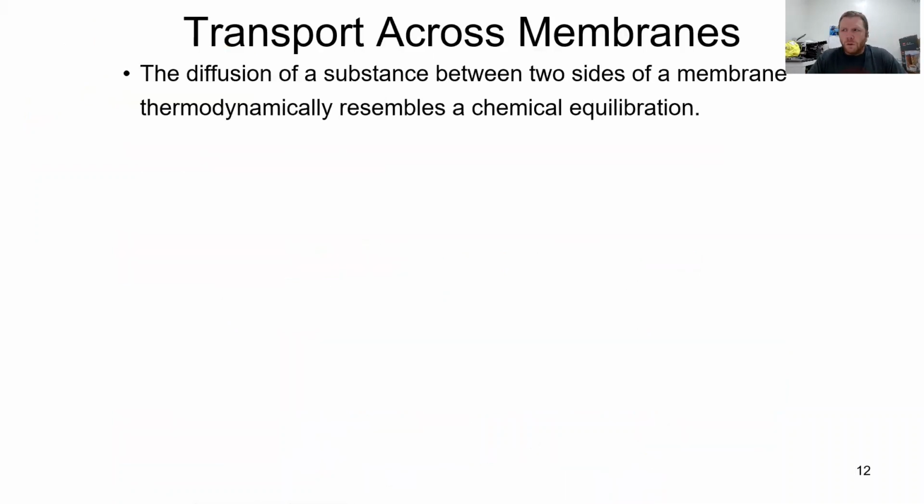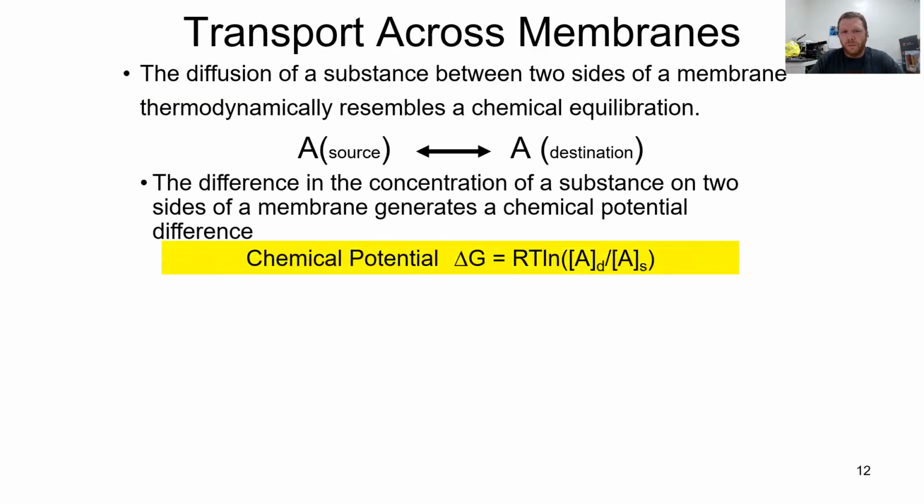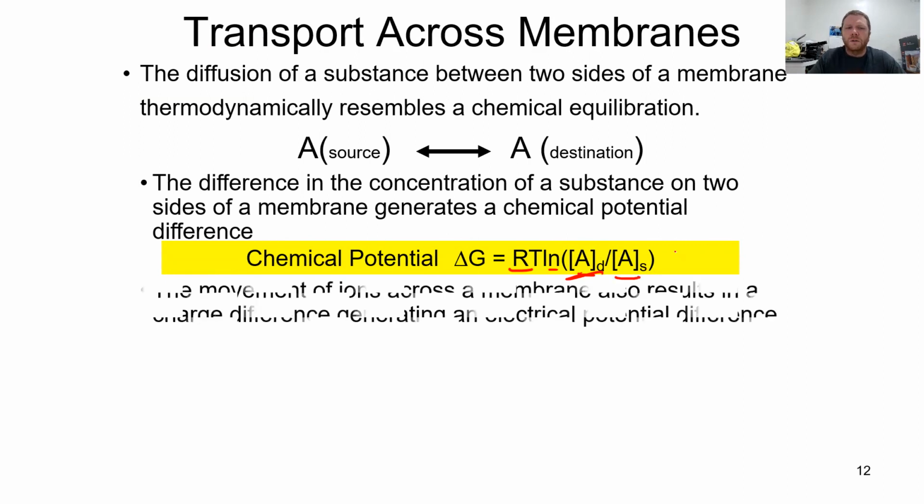Okay. So the last thing that I wanted to talk about today was transport across a membrane. So diffusion of a substance between two sides of a membrane, the dynamic resembles a reaction. So we have our substance moving from the source to its destination. The difference in the concentration of a substance on two sides of a membrane generates a chemical potential. So we see that as delta G equals RT ln, and then basically KEQ, a concentration at our destination over a concentration at our source.